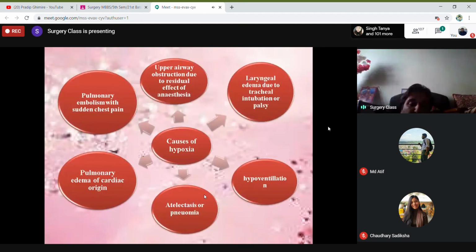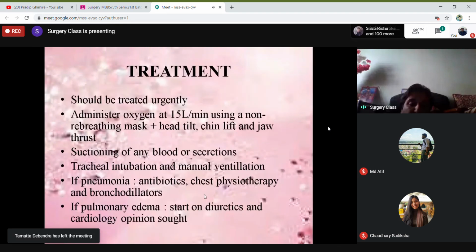So, causes of hypoxia. It could be an upper airway obstruction due to residual effect of anesthesia, laryngeal edema due to tracheal intubation, hypoventilation, atelectasis or pneumonia, pulmonary edema of cardiac origin, or pulmonary embolism with sudden chest pain. So these are various causes of hypoxia. They should be treated urgently.